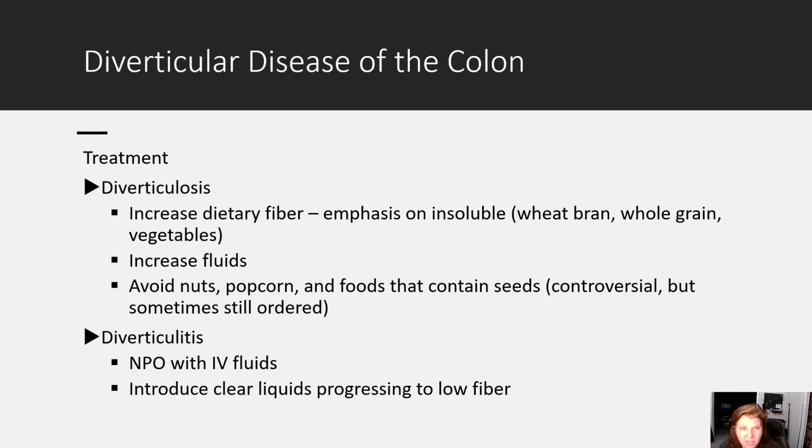We need that area to heal. If it's infected and inflamed, we've got to let it heal. So we're going to do NPO and do fluids, either IV fluids in the hospital or just regular fluids at home, but no food for them while it heals. Once the symptoms start to subside, then we can introduce clear liquids and progress to a low-fiber diet. After about 6 weeks on a low-fiber diet, then we gradually increase the fiber and fluids so that they can get back to a normal diet again.